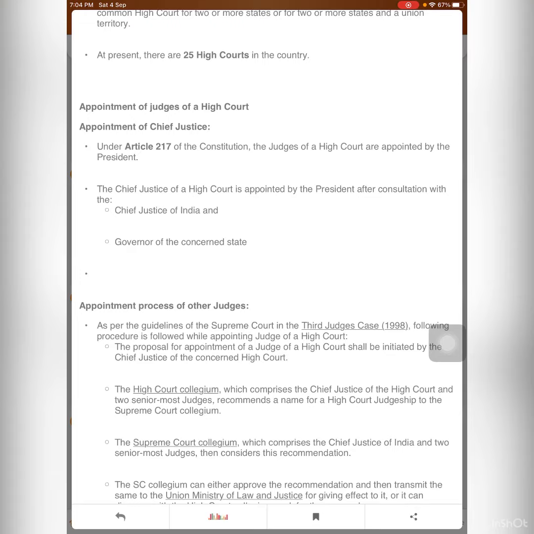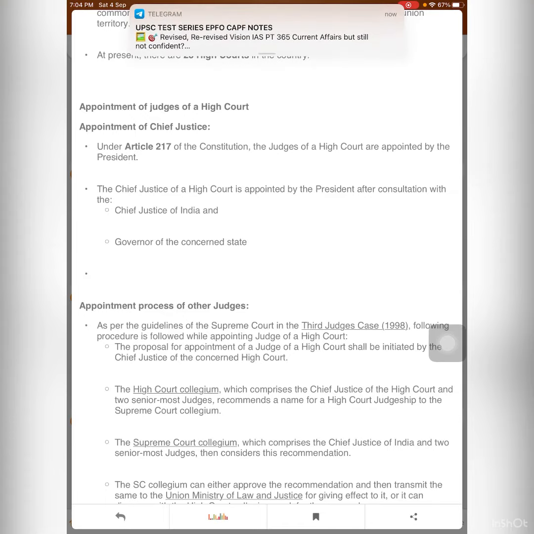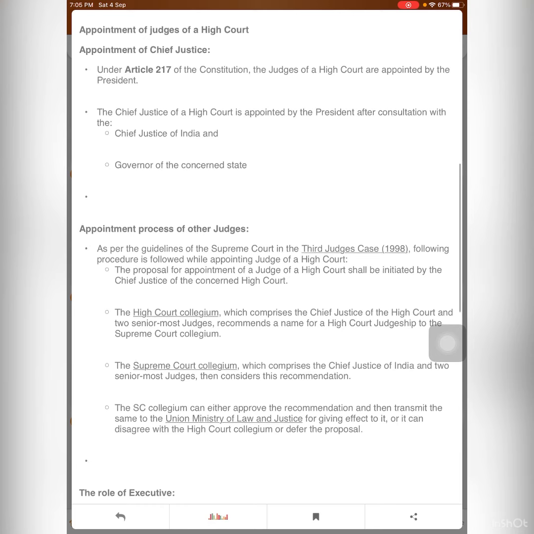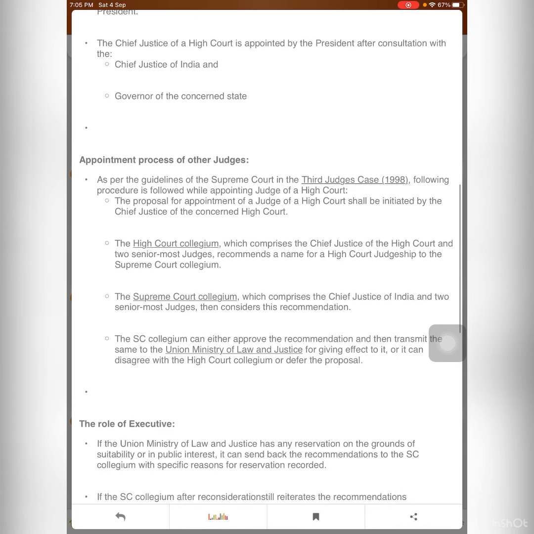Appointment of judges of a High Court. Appointment of Chief Justice. Under Article 217 of the Constitution, the judges of a High Court are appointed by the President. The Chief Justice of a High Court is appointed by the President after consultation with the Chief Justice of India and the Governor of the concerned state. Appointment process of other judges, as per the guidelines of the Supreme Court in the Third Judges Case, 1998.